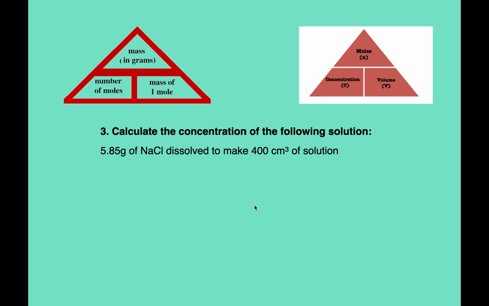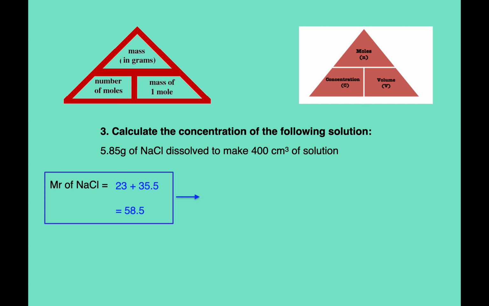Right, we have these two triangles that we can use in this question. We've got the concentration triangle and we've got the moles triangle. Okay. So it says calculate the concentration of the following solution. 5.85 grams of sodium chloride is dissolved to make 400 centimeter cubed of solution. Great. So the first thing we do is we find out the Mr of sodium chloride, don't we? Which is 58.5. 23 is sodium and 35.5 is chlorine. Okay, great. So 1 mole of sodium chloride has got a mass of 58.5 grams.